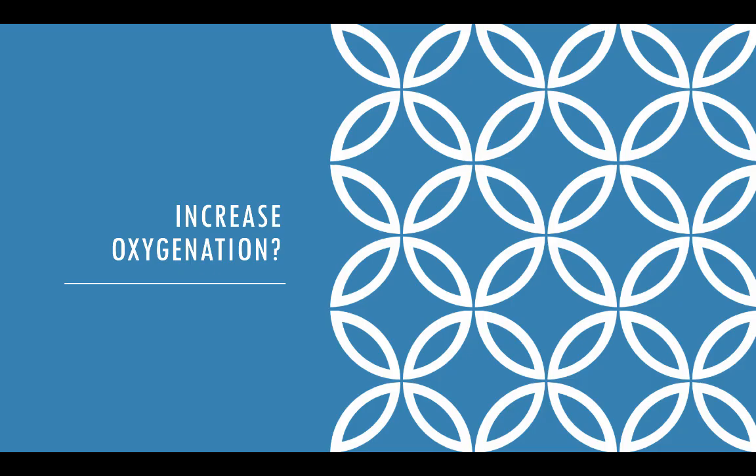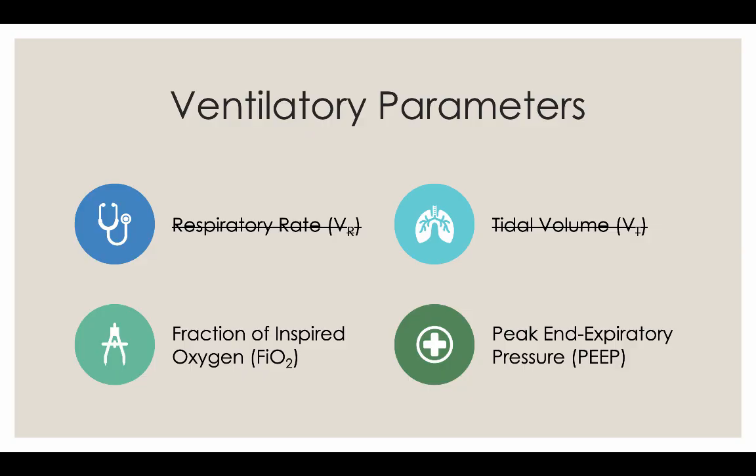So let's say I want to increase oxygenation in my patient because, honestly, I can't think of any scenario in which I would want to decrease oxygenation in my patient. I've got an SpO2 of 80%, and I determine that that's a little too low. I don't like that, and I want to increase the oxygen in my patient's system. So we've got our four parameters, and we're going to cut out respiratory rate and tidal volume, because those two things are not going to increase oxygenation. They're going to affect carbon dioxide levels.